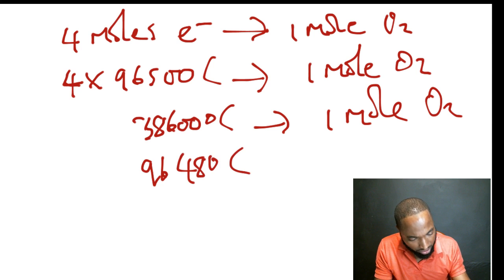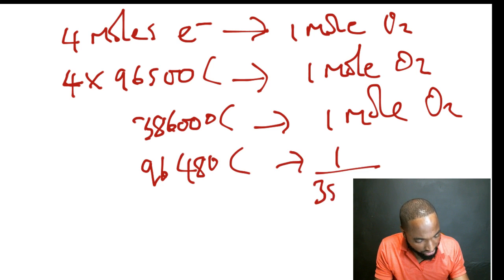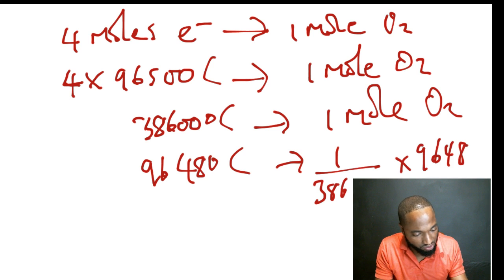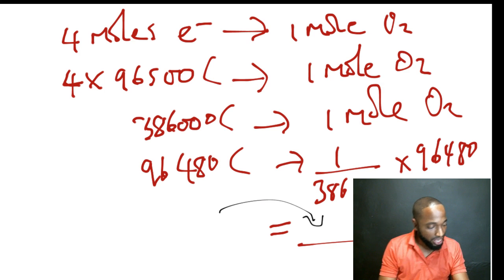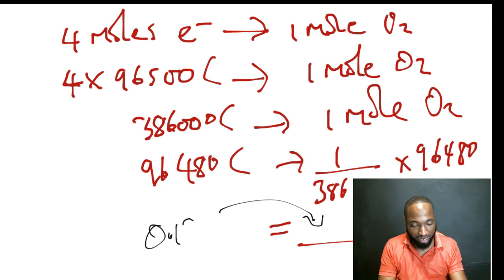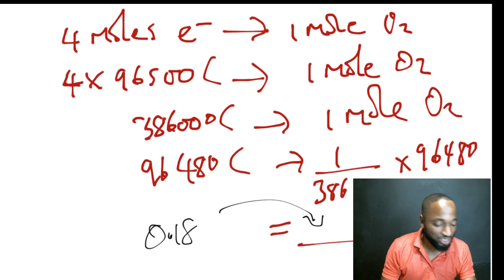And then how much did we have? 96480, I think, was the number. That would give you 1 over 386,000 multiplied by 96480. So this will be equal to how many moles of O2 present? Somebody understood this just now, and it might help them. So this is 0.18 moles of O2, right?